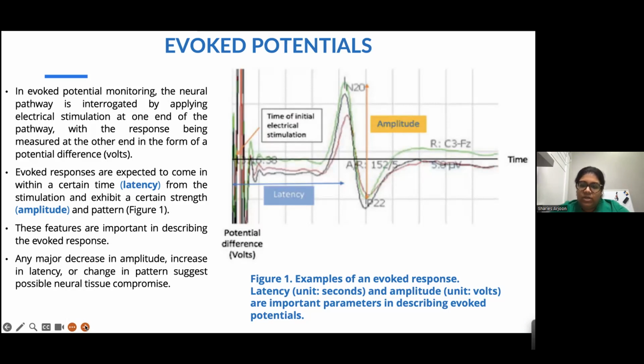So in Figure 1, it shows the examples of an evoked response with latency measured in seconds and amplitude measured in volts, and are important parameters when we describe evoked potentials.